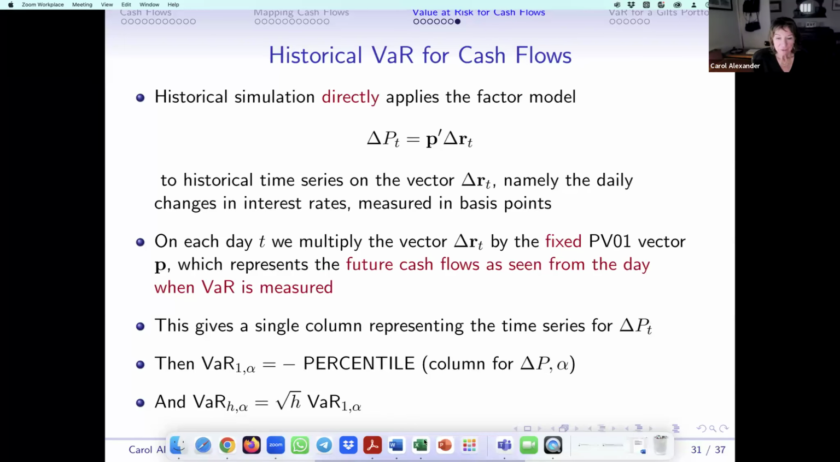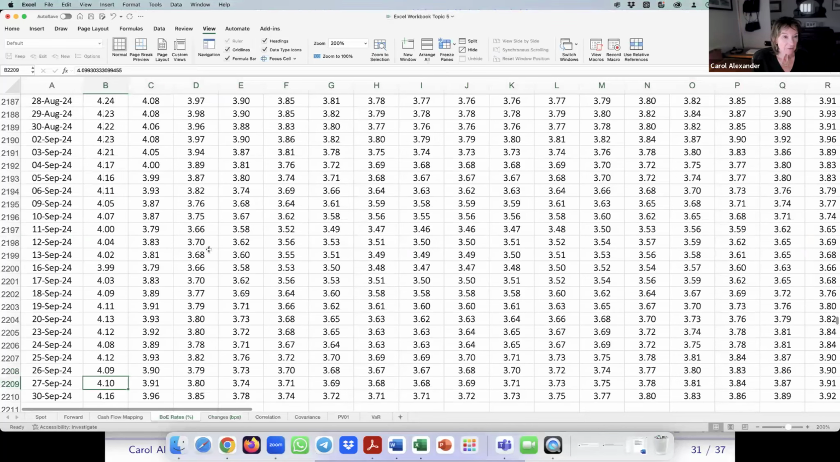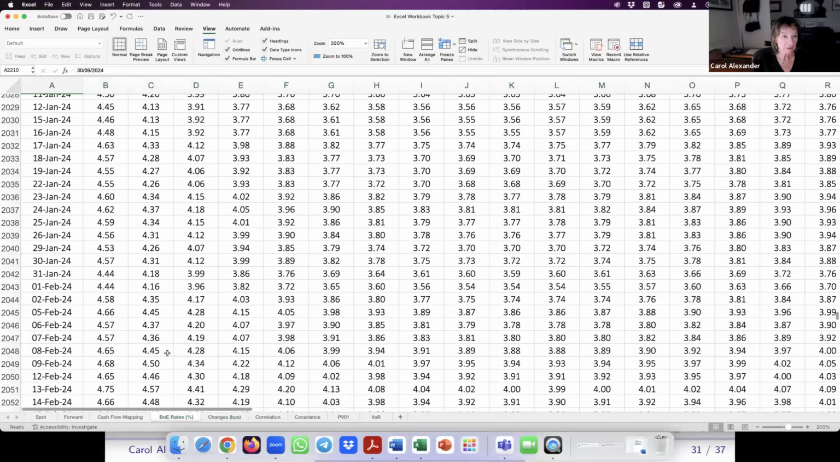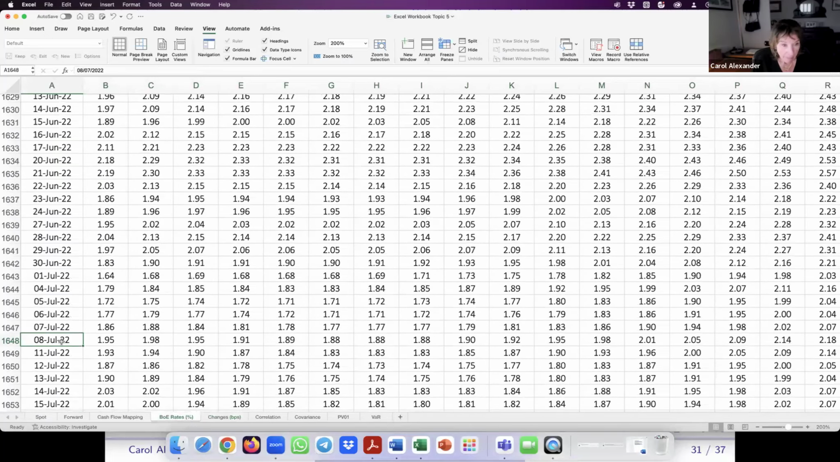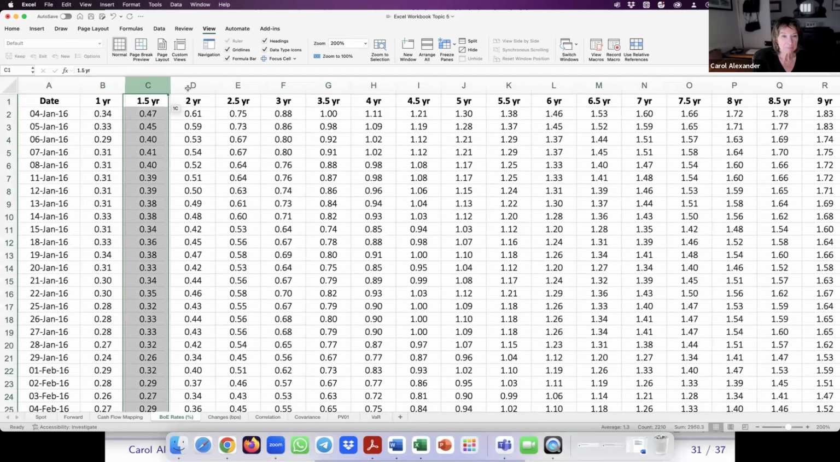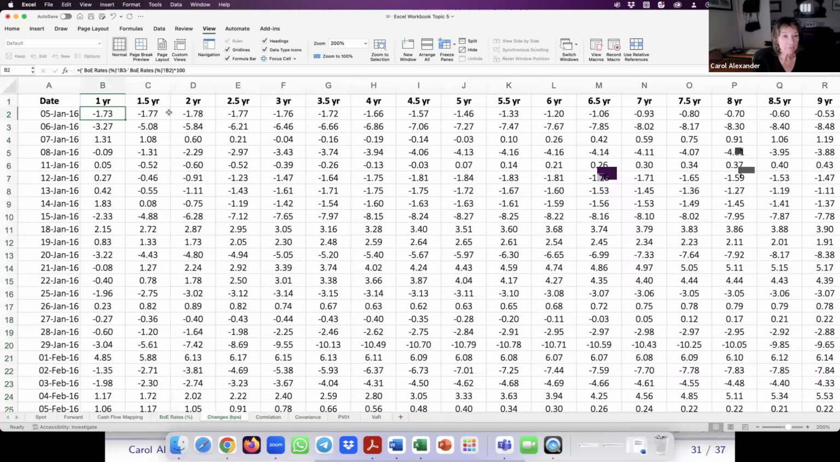So first of all, I'll show you the Excel spreadsheet here, and we're going to use these Bank of England rates. There are 2,209 of them, because the first row is the date there. These are our risk factors. And these are the changes we looked at already. So this was from the 4th to the 5th for different maturities.